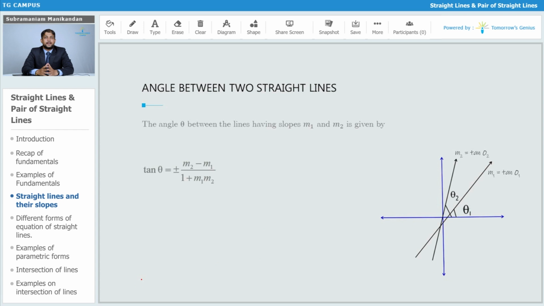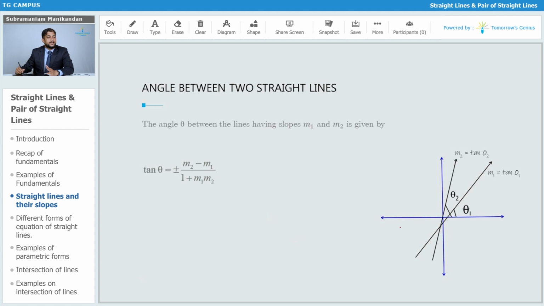Angle between two straight lines. If we know the slopes of two straight lines which intersect each other, then it is also possible to find out the angle between the two straight lines. Suppose theta is the angle between two lines which have the slopes m1 and m2. The diagram for the same has been shown for your benefit.